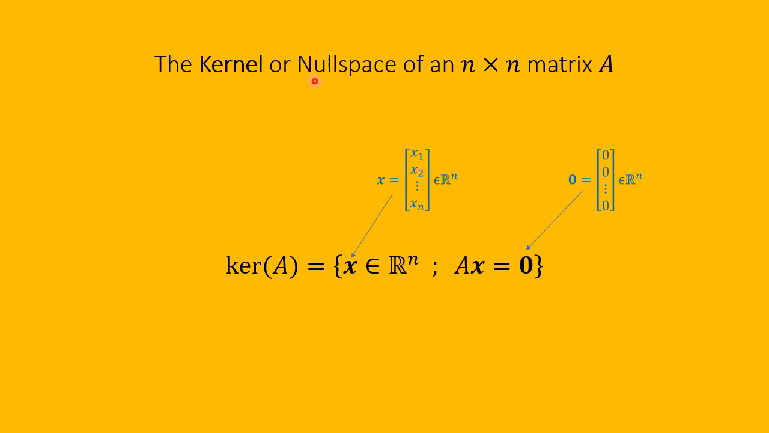The kernel or null space of an n by n matrix A is the following. The kernel of A is a set of vectors x in R^n such that the matrix A times the vector x equals the zero vector. The zero vector is just the column vector with n entries, all of which are zeros.